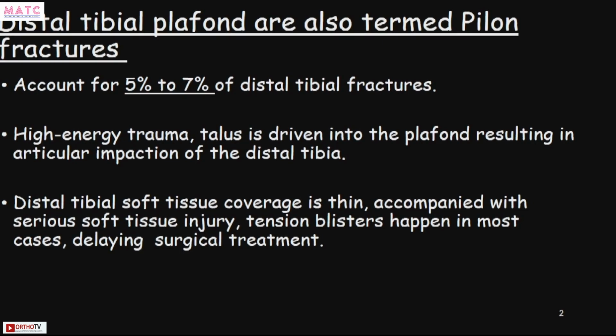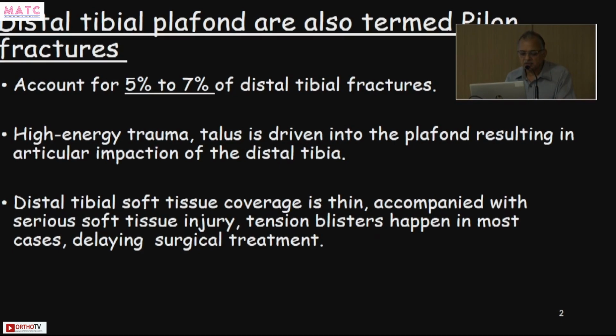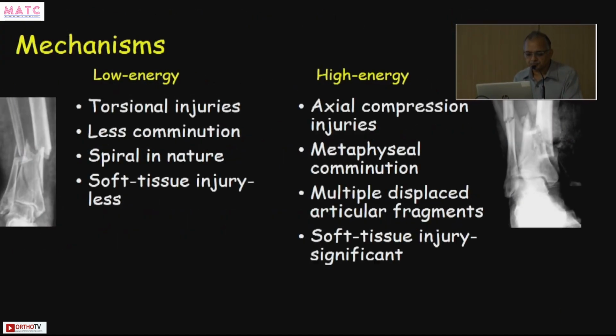As you all know, the distal tibia has poor soft tissue coverage. It's accompanied by serious soft tissue injury. There are tension blisters, like at the upper end of the tibia, which we have seen in the earlier lecture, and that needs delayed surgical treatment.